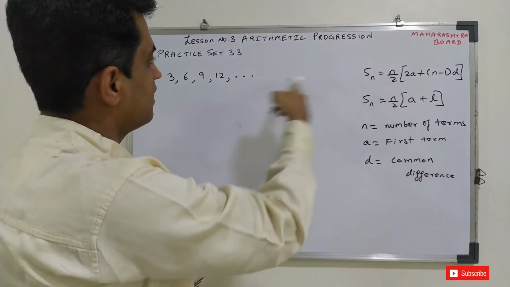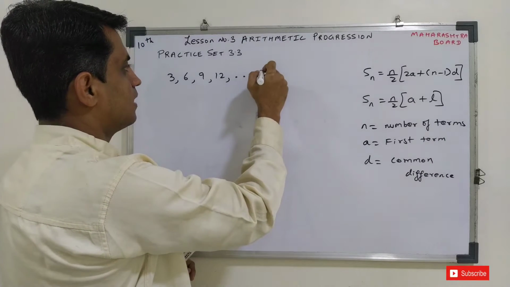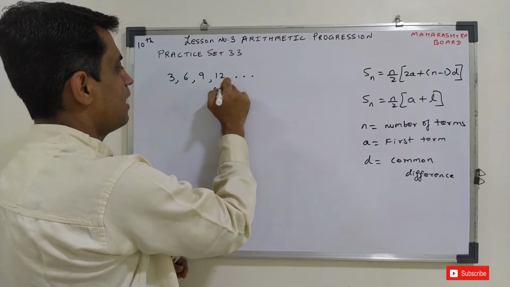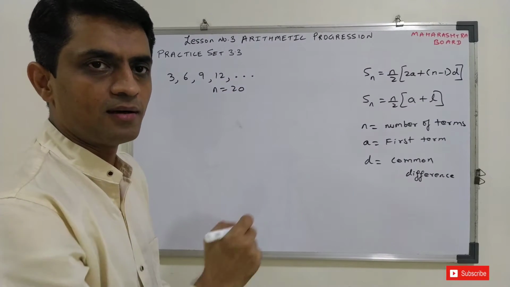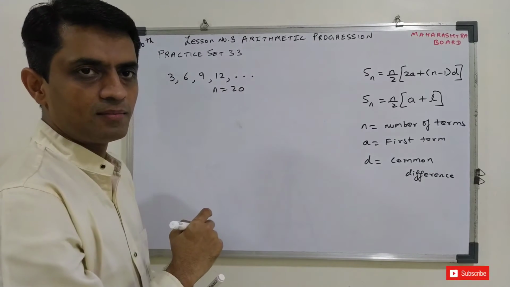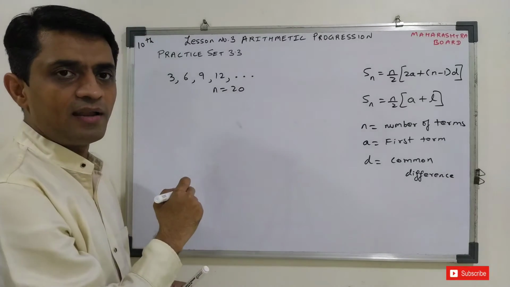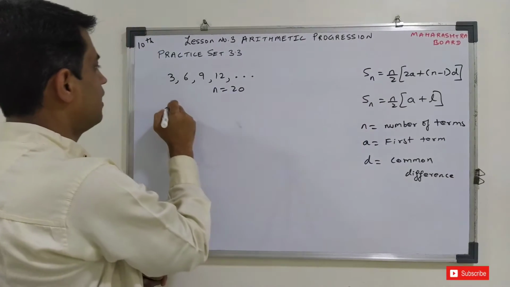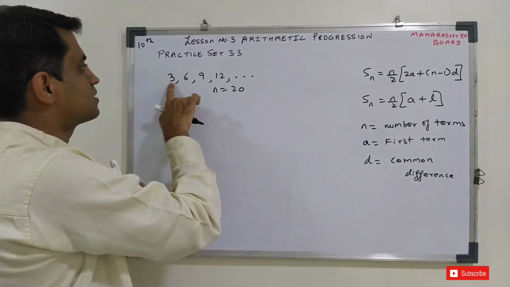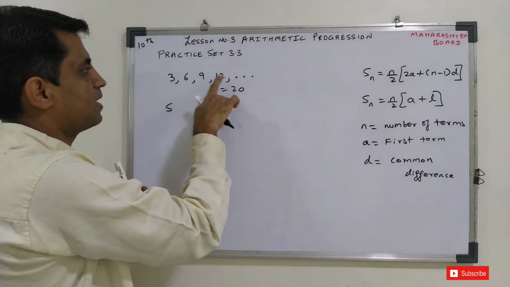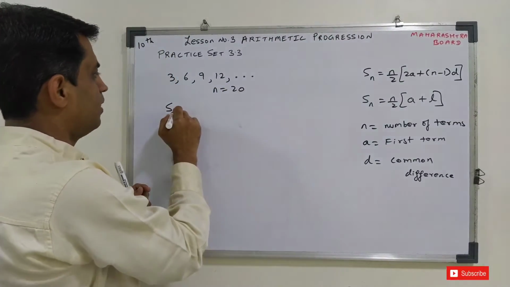Now if you want to find the sum of this, suppose we have to find n equal to 20. The last term is the 20th term. Now we don't know the 20th term. You can find the 20th term also, but there is no need of finding it. Directly you can use this formula. You want to find the sum of 20 terms, you can't do 3 plus 6, 6 plus 9, 9 plus 12 and so on. It's a very difficult job.